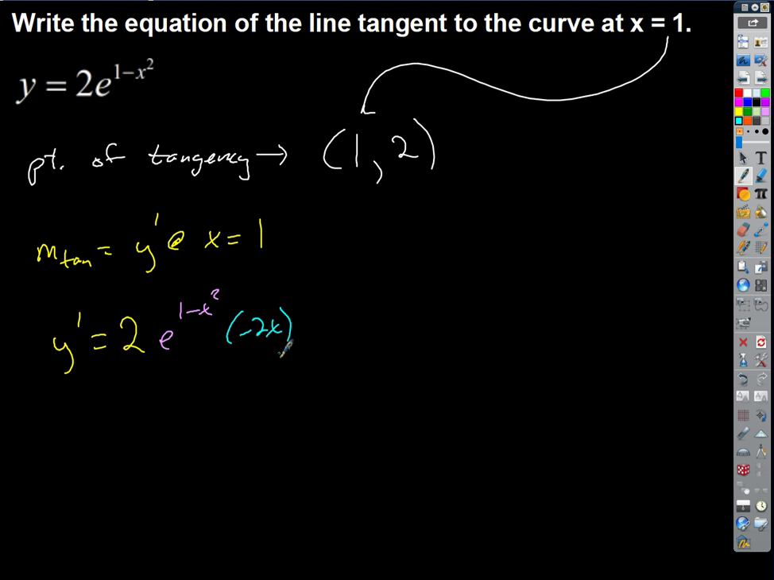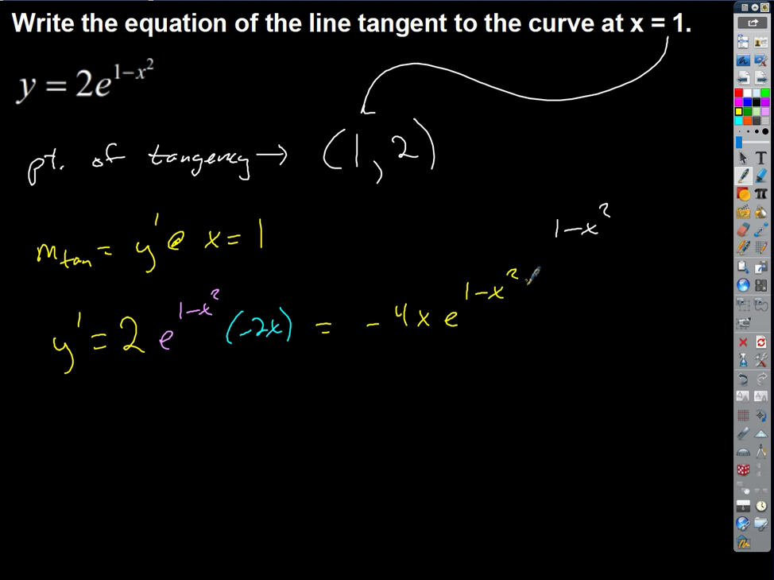Because I've got layers to that function. If we pick apart that function, the first layer is an exponential. The second layer is what's inside the exponential. So there's the first link, there's the second link in the chain. So we end up with what? Negative 4x e to the 1 minus x squared is our derivative function.